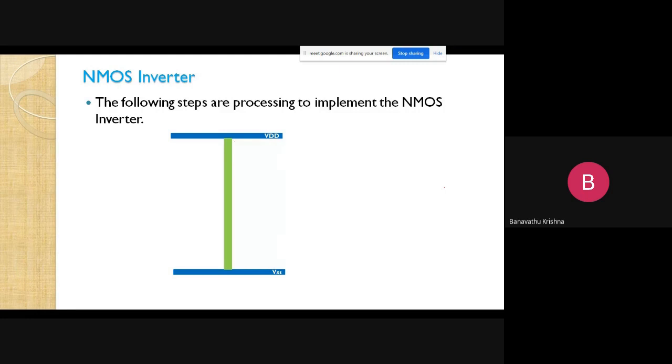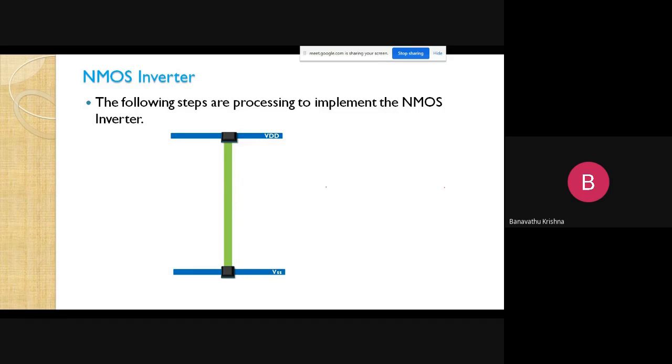Similarly, VSS is a metal layer and the N diffusion layer is another layer; both are different layers with no electrical contact between them. So we want to make contact between these different layers. Here there is a contact cut between VSS and the diffusion layer, and another contact cut from VDD to the diffusion layer. So now there is an electrical contact between VDD and the diffusion layer.